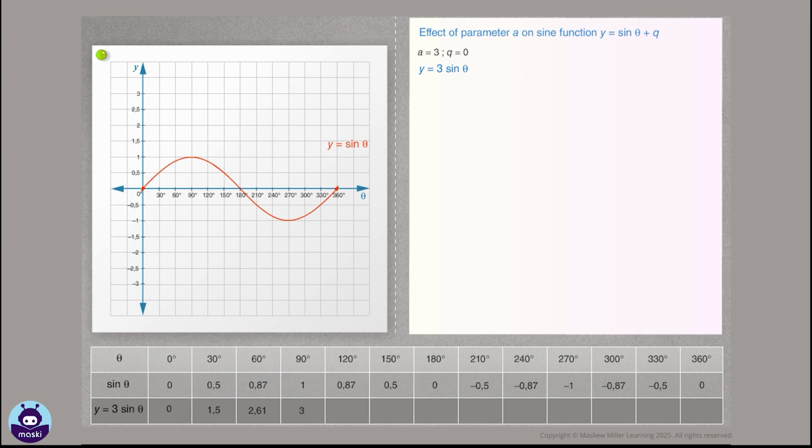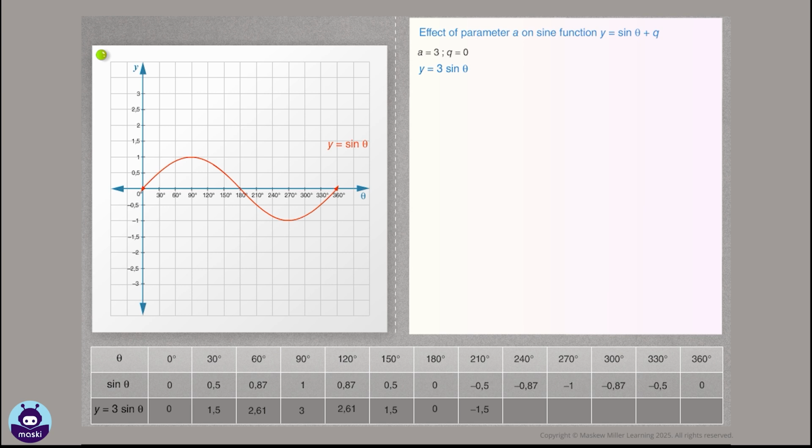Theta equals 120 degrees. Y equals 3 times 0.87 equals 2.61. Theta equals 150 degrees. Y equals 3 times 0.5 equals 1.5. Theta equals 180 degrees. Y equals 3 times 0 equals 0. Theta equals 210 degrees. Y equals 3 times negative 0.5 equals negative 1.5.